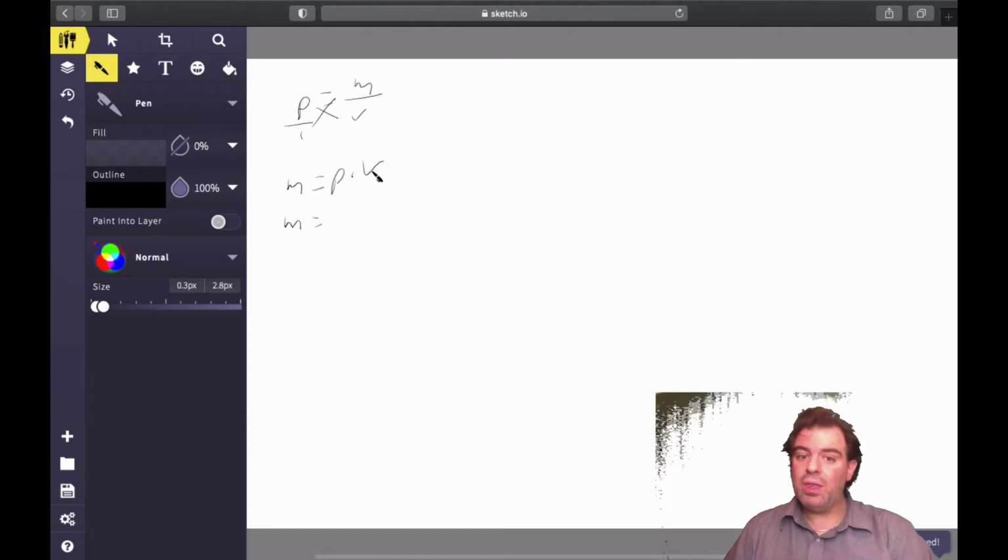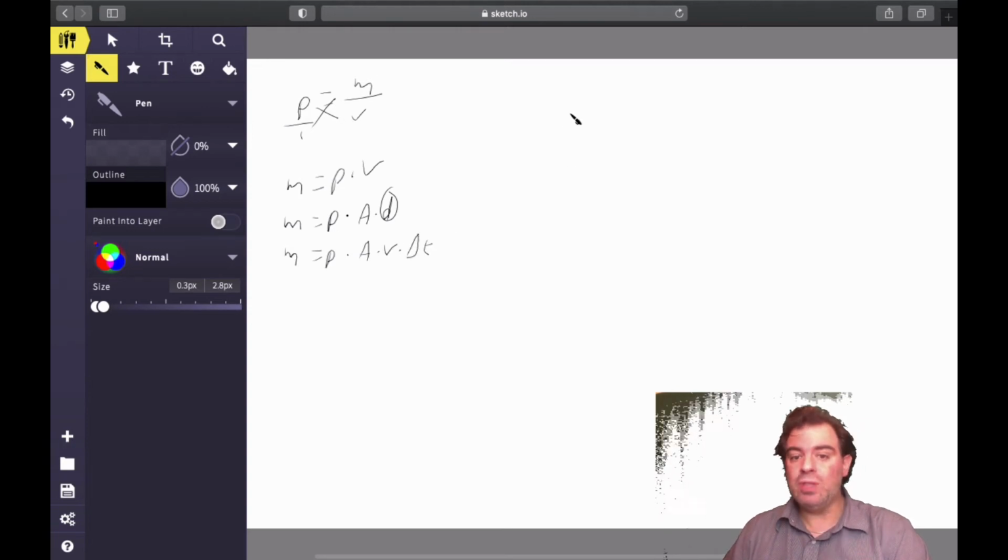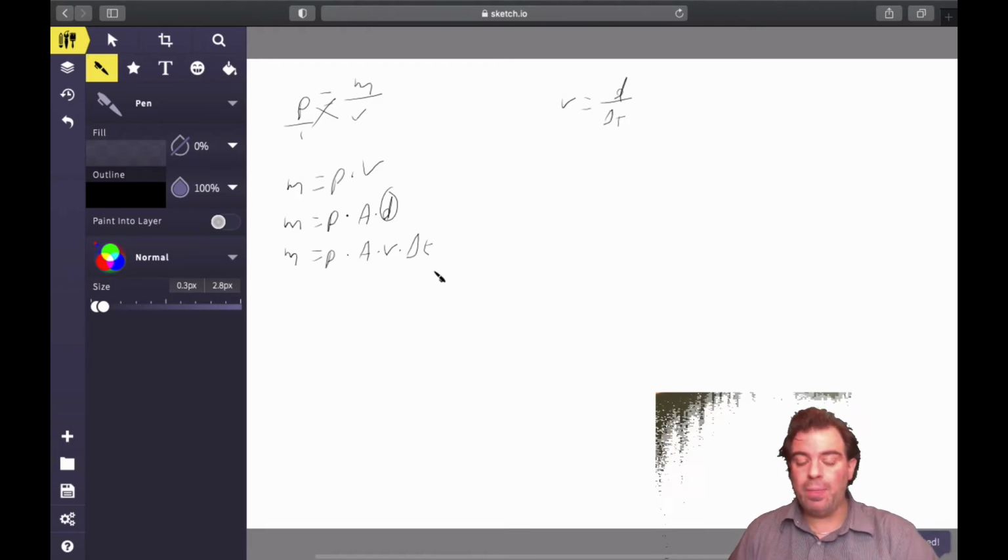Volume is linked with length, width, and height. So we can now represent volume by area times distance. Area times distance: length, width, and obviously height, that's the distance. And looking at it from a kinematics point of view, we can represent distance as velocity times the change in time, because that's what it basically is. So velocity is really the distance per unit of change in time.